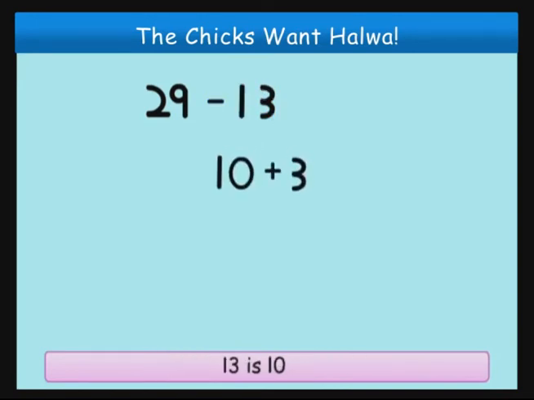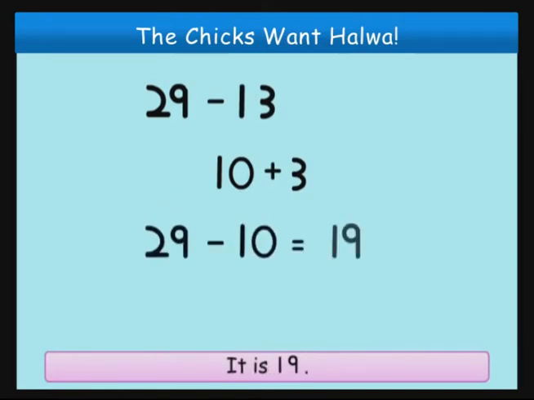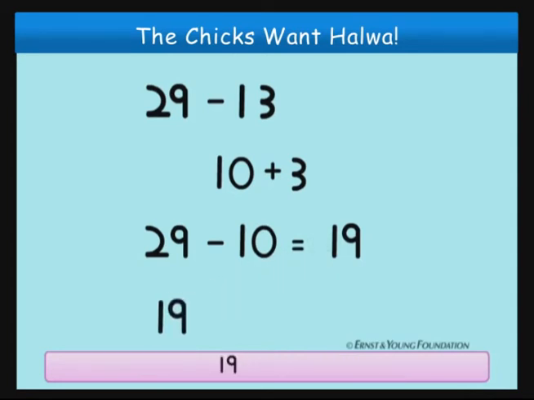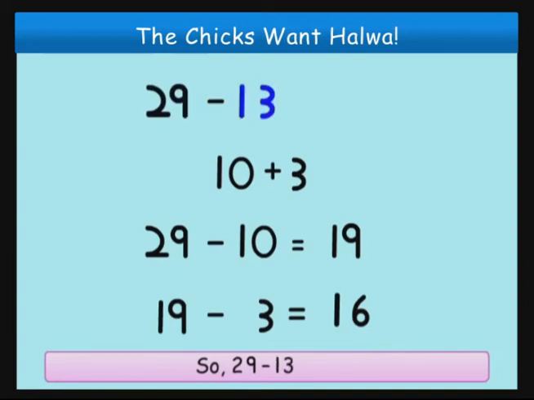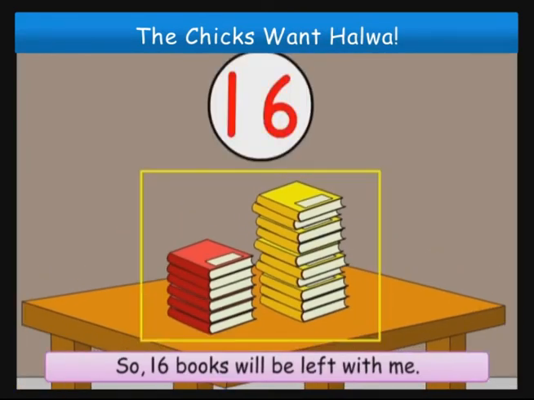13 is 10 plus 3. So first we will do 29 minus 10. It is 19. Now we will subtract 3 more. 19 minus 3 is equal to 16. So 29 minus 13 is equal to 16. So 16 books will be left with me.